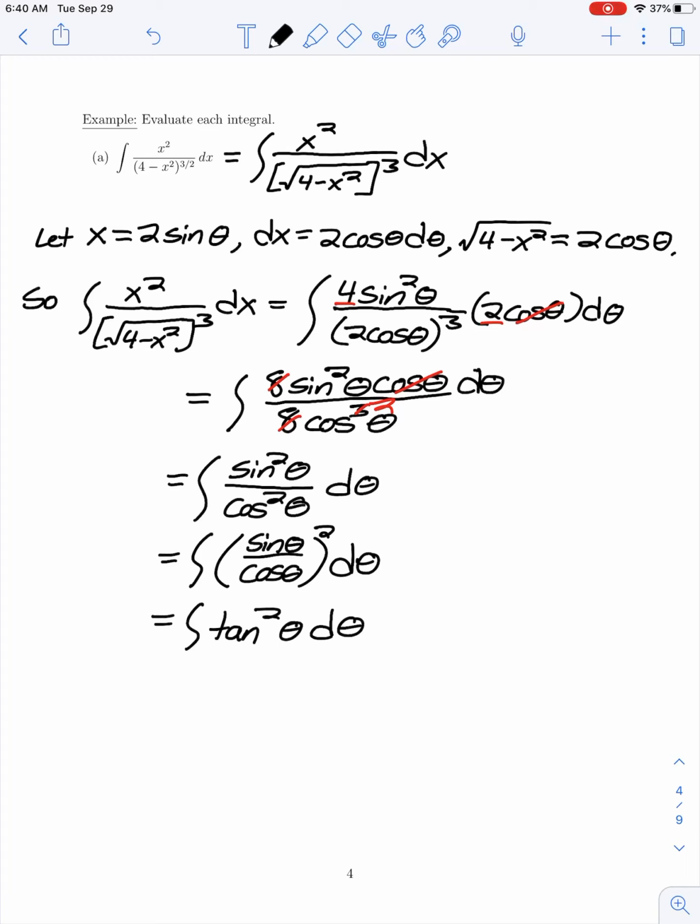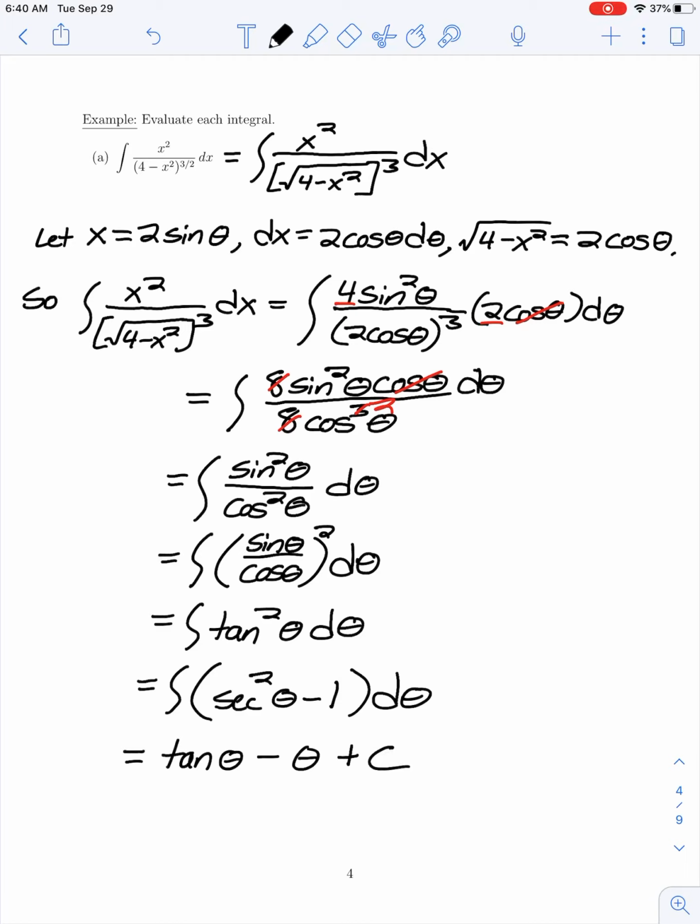And in order to handle a trig integral that involves only even powers of tangent, we can make use of the trig identity that tangent squared of theta is equal to secant squared of theta minus 1. And I now know how to find antiderivatives for each of these terms. The antiderivative of secant squared theta is tangent theta, minus the antiderivative of 1 with respect to theta would be 1 theta. And since this was an indefinite integral, I want to include my constant of integration c.